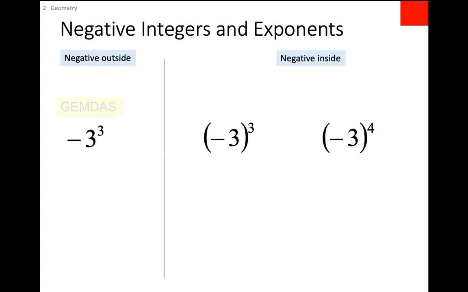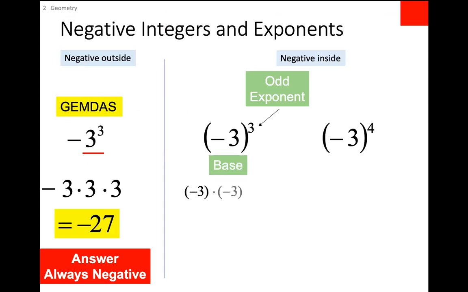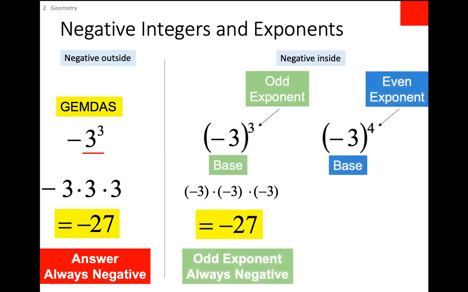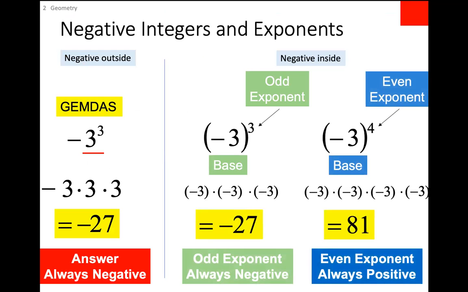Rewrite the base as many times as the power is, and if there's negatives involved, we got this big ugly slide right here. Just remember, negative on the outside, no parentheses, the answer is always negative. Negative on the inside of parentheses, it just depends whether the power is odd or even. If it's odd, the answer is negative. If the power is even, then the answer is positive. And that's it. Literally, that's it.